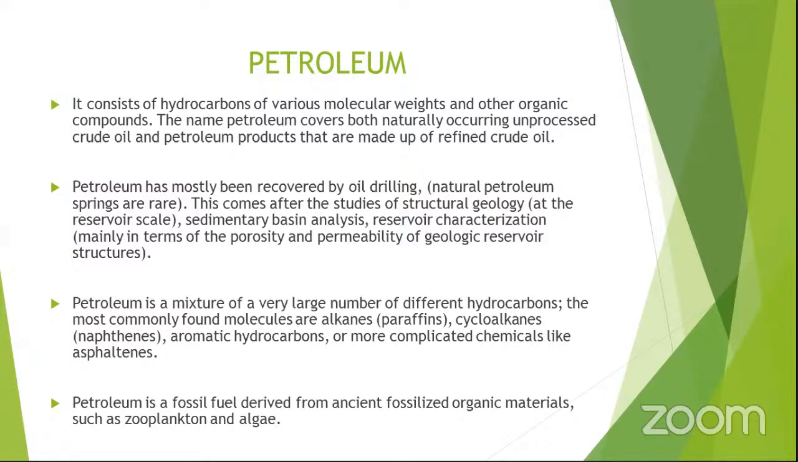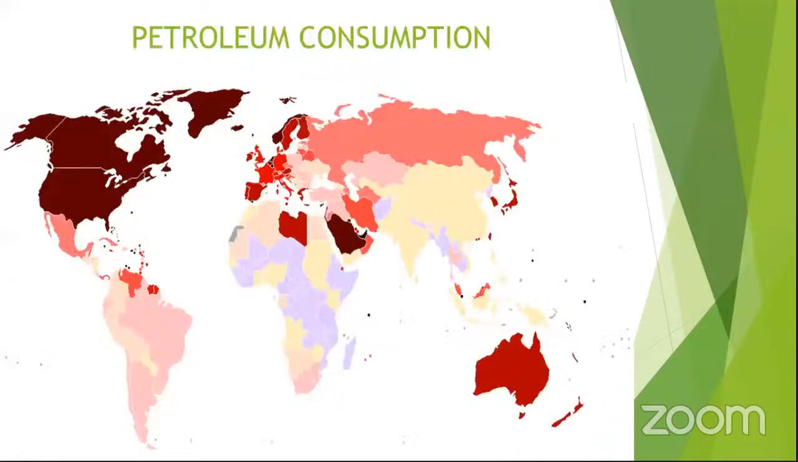What is the chemical composition of petroleum? It is basically hydrocarbons. Mostly the molecules of alkanes, cycloalkanes, and aromatic hydrocarbons are all present in petroleum. So you see, these are the reserves of petroleum throughout the world.